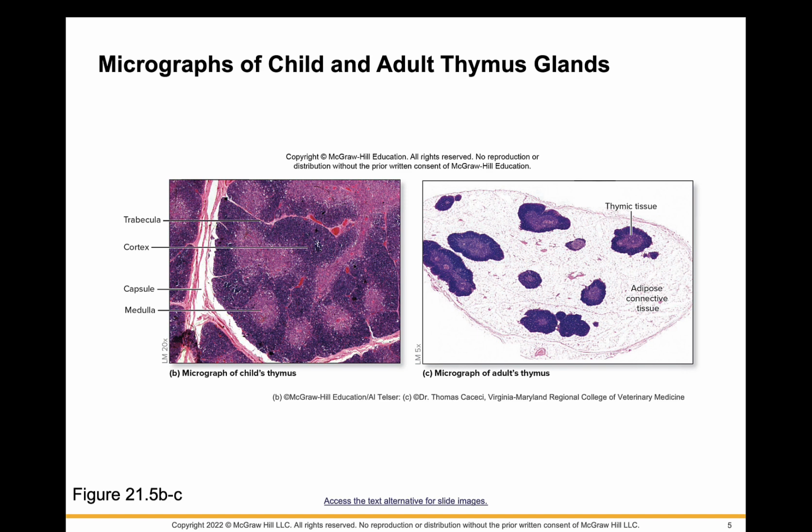What we see here is the micrograph of a child and comparing it to the thymus of an adult. On our left, we can actually see the thymus that's found in a child, and we can see that there's a lot of active tissue. On the right, we're actually looking at the micrograph of an adult thymus, and you can see how infiltrated it is with adipose and connective tissue.